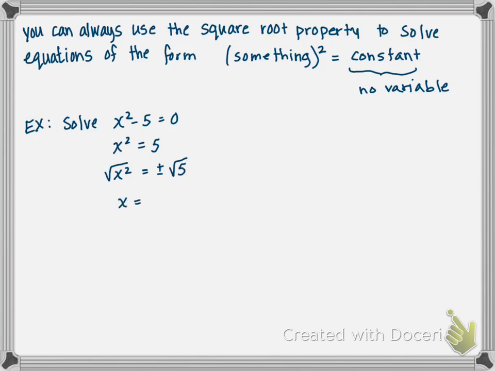And so x is equal to plus or minus the square root of 5. And that's as far as we can go here. So the square root of 5, or the square root of any number that isn't a perfect square, is an irrational number. So similar to pi, right? It's a decimal that goes on forever and never repeats. And so there's no way to write it as a decimal in its exact form.